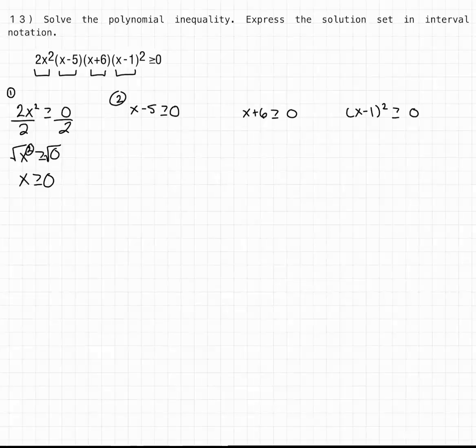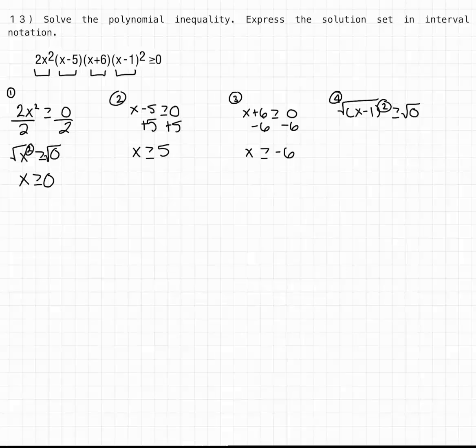Now for our second term, super easy. We just have to add 5 to both sides to isolate our x, which leaves us with x is greater than or equal to 5. For our third term, again, super easy, subtract 6 from both sides, which leaves us with x is greater than or equal to negative 6. Lastly, our fourth term, we need to square root both sides to again get rid of that 2 in the exponent spot, which will open up our parentheses to give us x minus 1 is greater than or equal to 0. Add 1 to both sides. That leaves us with x is greater than or equal to positive 1.